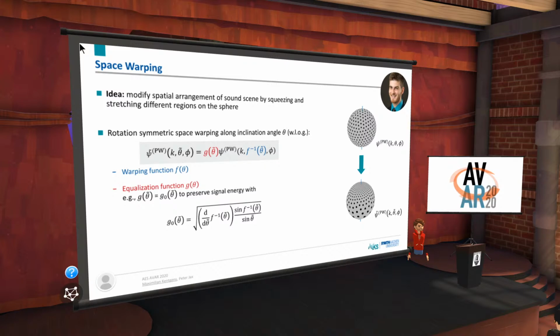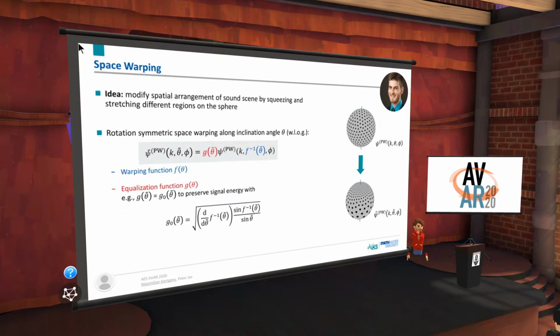And if we... theta by f, the inverse of f of theta tilde. So f is a warping function. And we only consider space warping along the inclination angle theta, because we can simply rotate our ambisonic signal without any loss, and then we can only consider signals and warping along the z-axis.